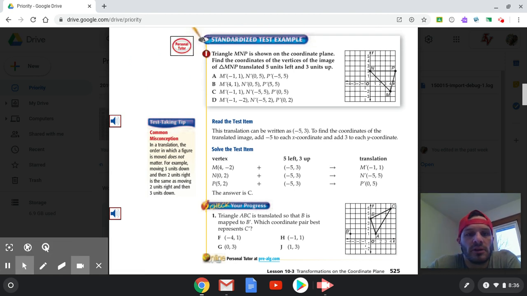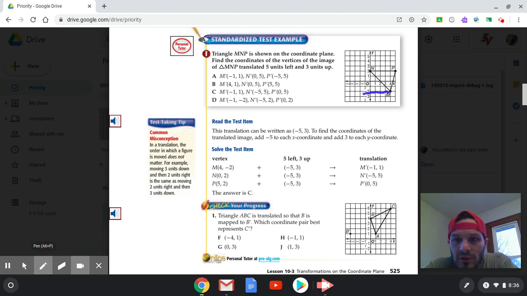And I'm going to go ahead and do example 1 here. It says that triangle MNP is shown on the coordinate plane. Find the coordinates of the vertices of the image of triangle MNP, translated 5 units left and 3 units up. All right, so I'm just going to take M and go 5 units left and then 3 units up. 1, 2, 3. That puts me at -1, 1. So M prime is either that one, A, or C, right? Because M prime in B and D is not -1, 1.